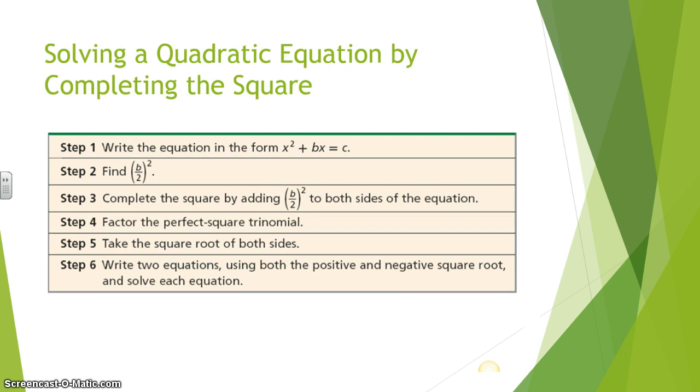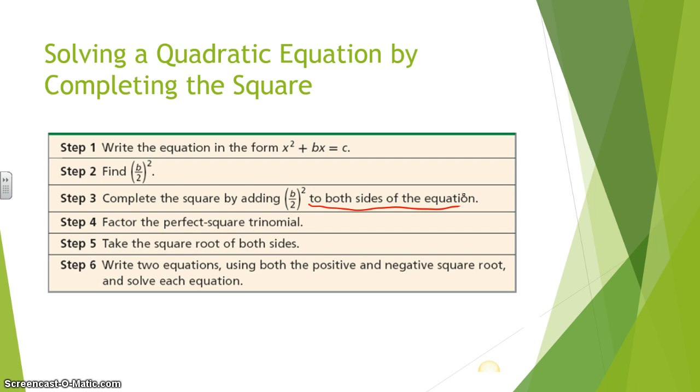Something else that you'll be looking at in this section is solving a quadratic equation by completing the square. There are quite a few steps here, and you need to write these steps out. The first step is you first need to write the equation in the form of x squared plus bx plus c. You would then find your b divided by 2 squared. You then would complete the square by adding the b divided by 2 squared to both sides of the equation. So this is a little bit different than the last example we were just working with, because you're going to add this to both sides of your equation.